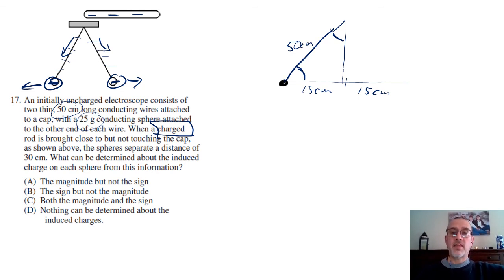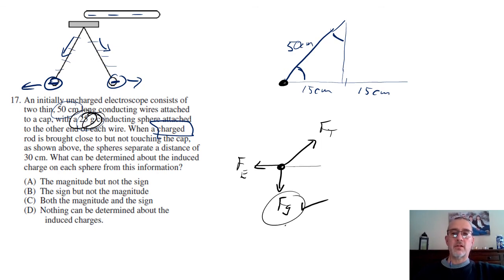Because if we look at that charged sphere, it's going to have a gravitational force down this way. It's going to have a force of tension up in this direction, and it's going to have a force electric repelling from the other charged sphere. So since we know the mass, 25 grams, we can figure out the force of gravity. If we know the force of gravity and the angle, we could figure out what this force of tension is, because we have the three forces that are balanced.